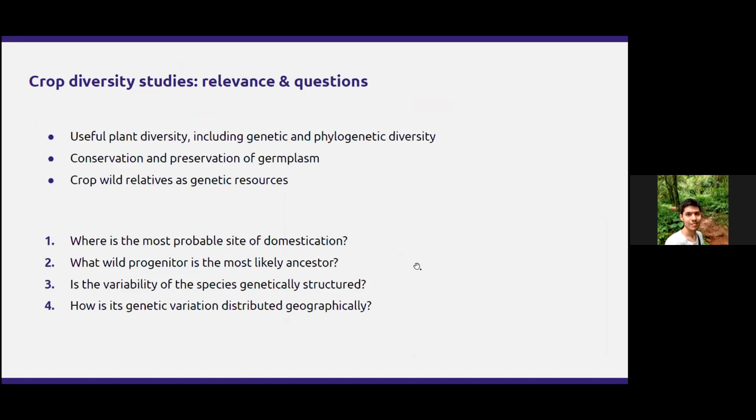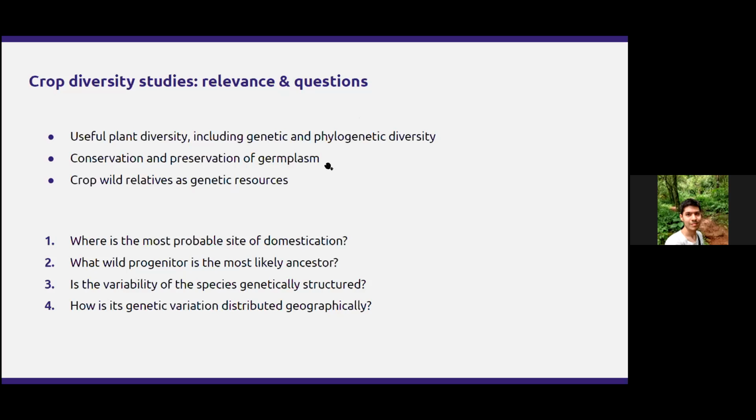Well, now that the species has been presented, it's possible to point out the relevance of its research as a kind of crop diversity study, and we can distinguish several important questions. We know that it's important to improve the understanding and preservation of useful plant diversity, including genetic and phylogenetic diversity, and to do so using different approaches to characterize the germplasm is key for the conservation and utilization of plant genetic resources, as well as for breeding programs and biotechnological approaches.